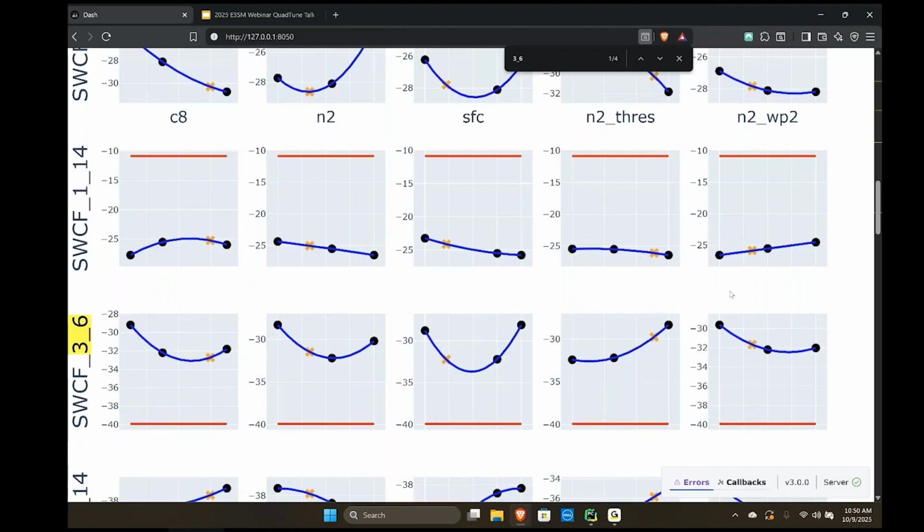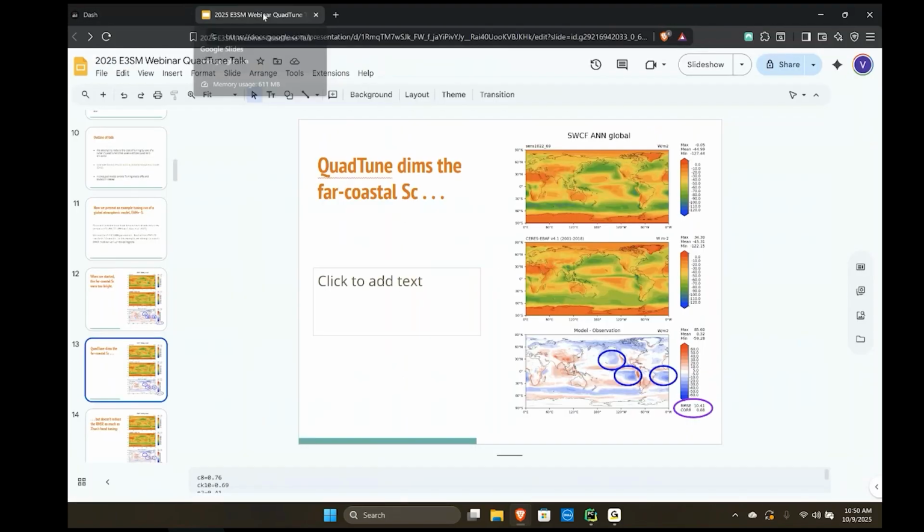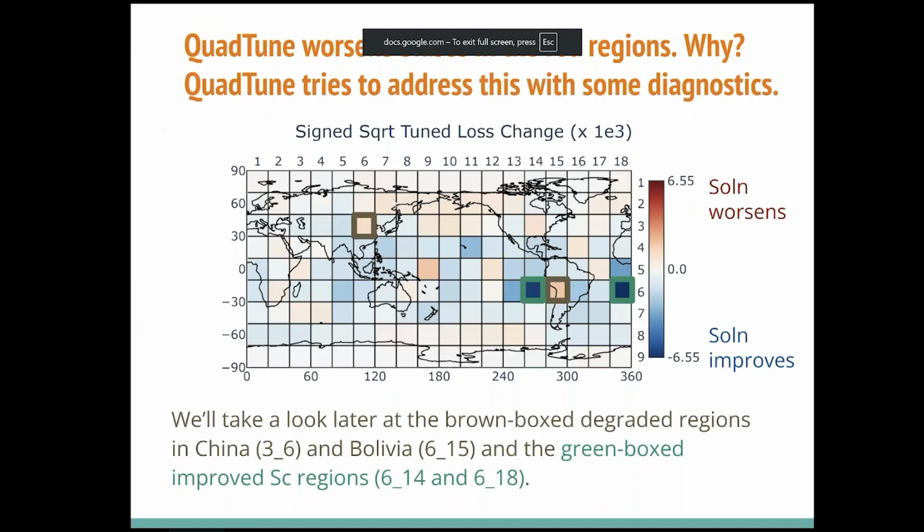So this is very confusing and very complicated because the sensitivity actually changes sign. You can't analyze this with a simple sensitivity analysis. And I confess I don't know what's going on here, but at least QuadTune gives us a place to look, namely over the China region, and we can look at these sensitivity experiments at some point. So let me go back to the main talk here.